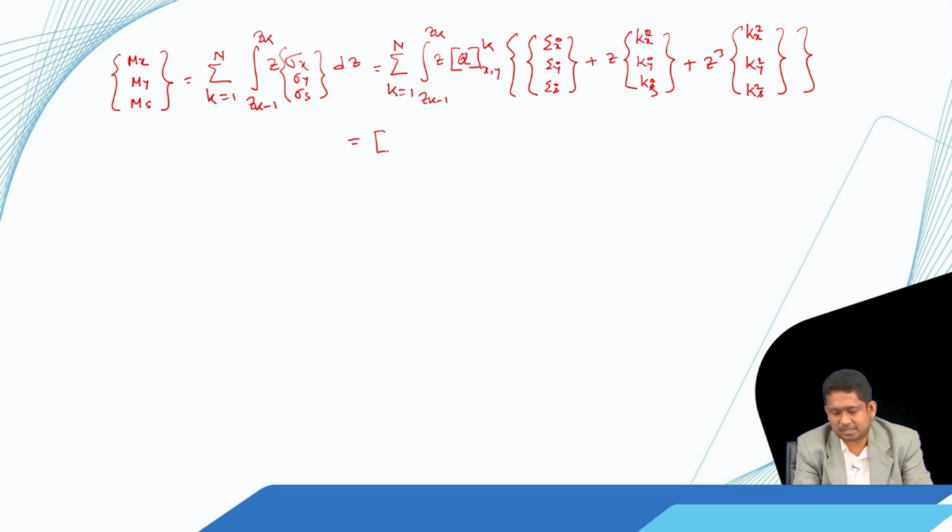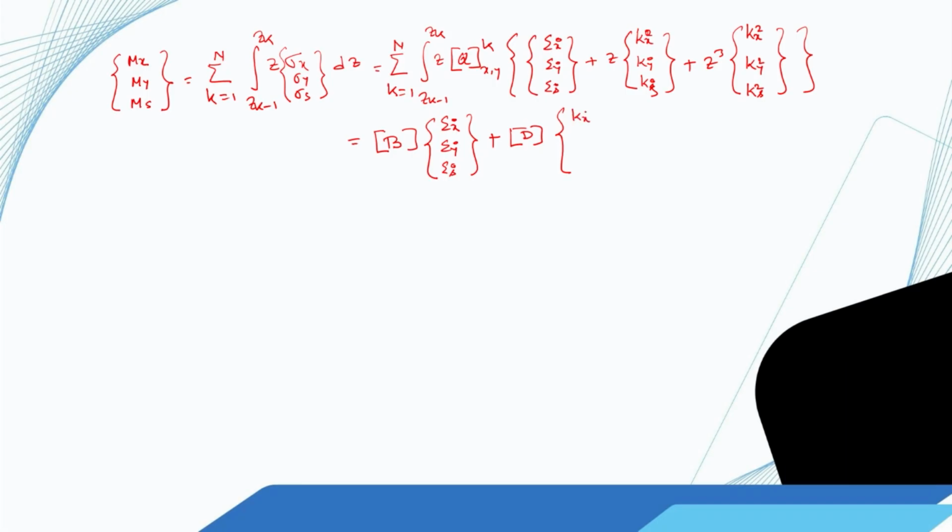Now, this can be written as a B matrix multiplied by epsilon x 0, epsilon y 0, epsilon s 0 plus D matrix multiplied by kappa x 0, kappa y 0, kappa s 0, plus we have another matrix which is z into z cube, like z to the power 4. So, z to the power 4 into q integrated and summed up, and that we call as F matrix.